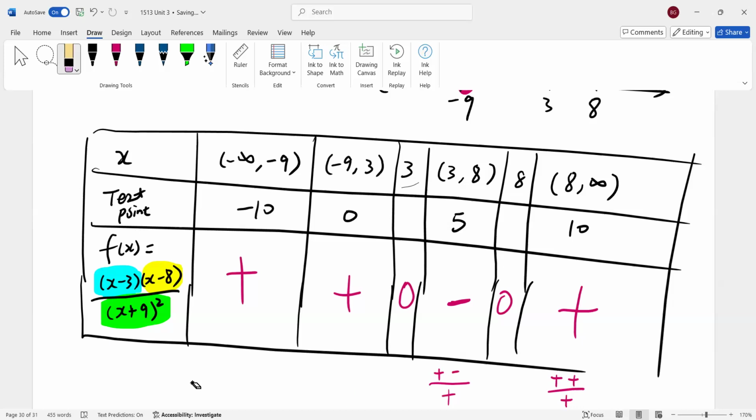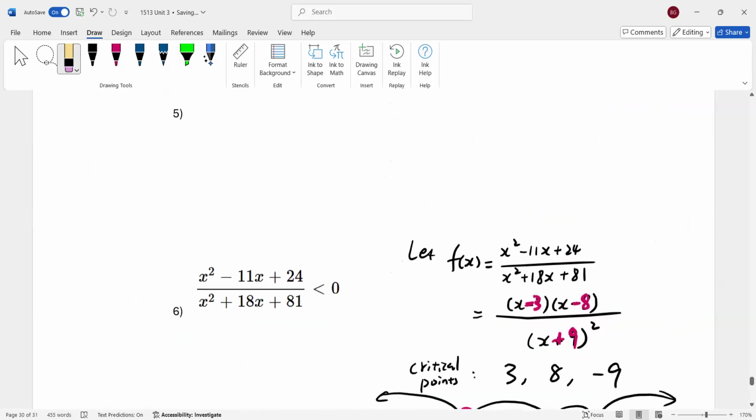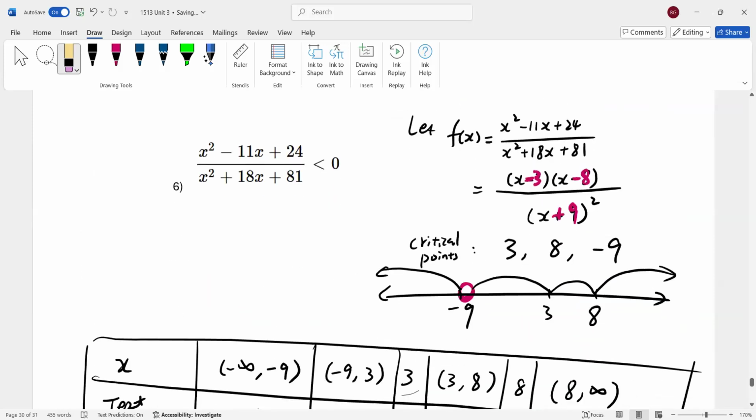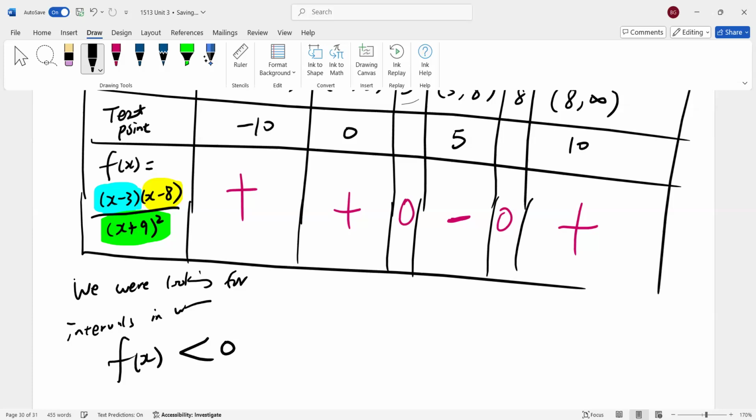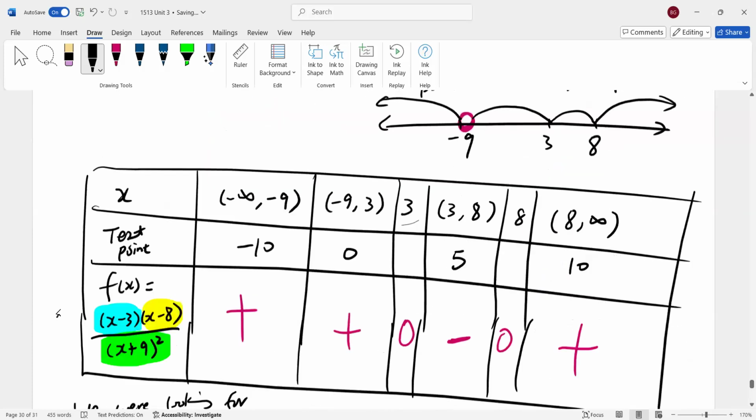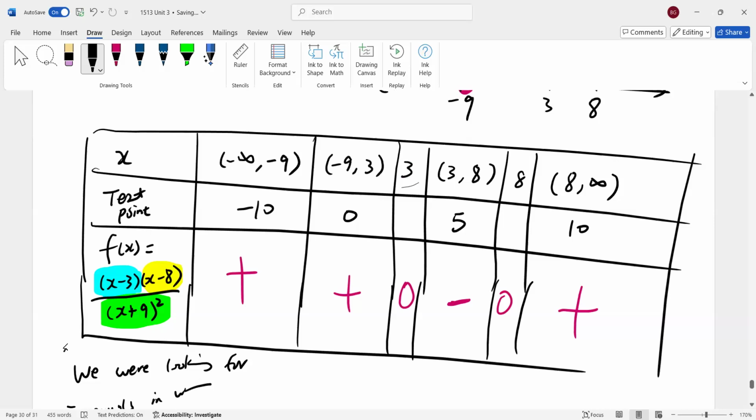And what are we looking for? We are looking for intervals in which the function is less than 0. This is time to recall the purpose. We were looking for intervals in which f of x is less than 0. So it means negative. We are looking for negative.